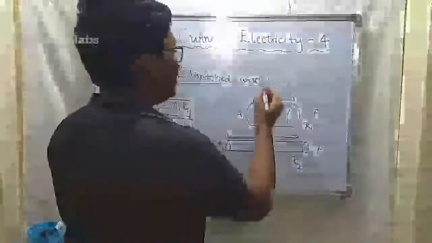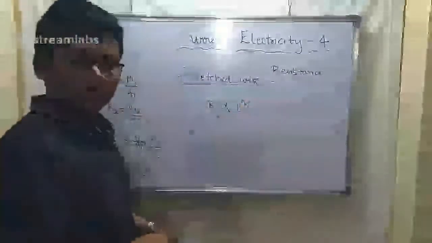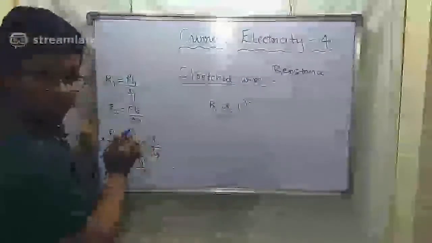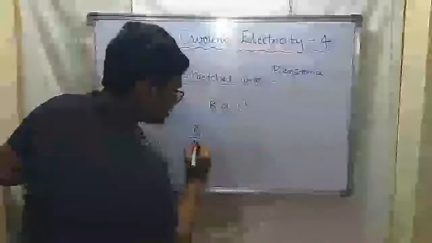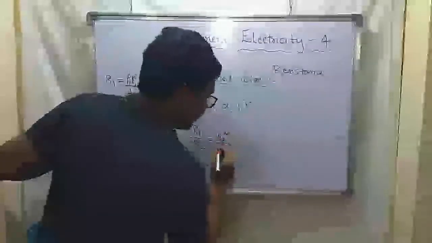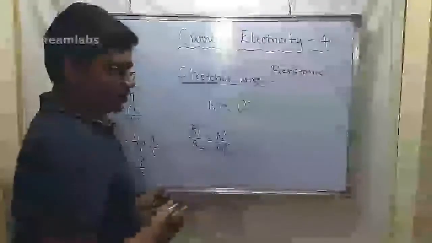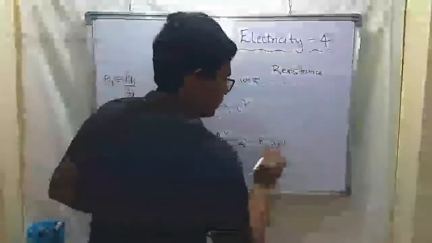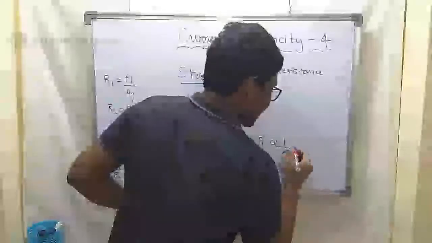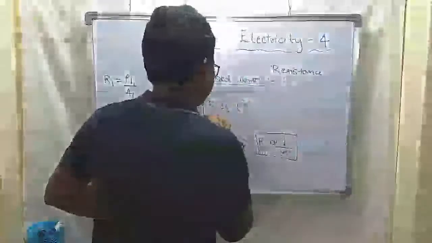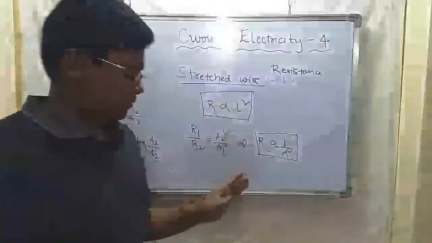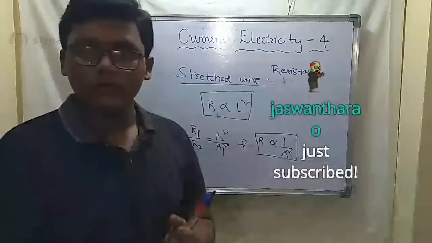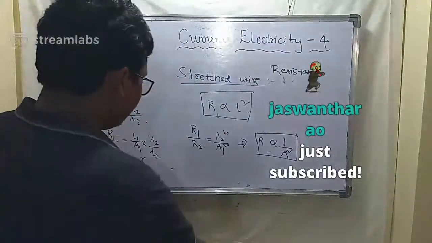So here, by substituting, L1 by L2 is equal to A2 by A1. So R1 by R2 is equal to A2 square by A1 square. Here we can conclude that R is proportional to 1 by A square. R is inversely proportional to A square, we can say. These two are important results we got here. Now we'll do a sum on Ohm's law. We'll do a numerical on that.